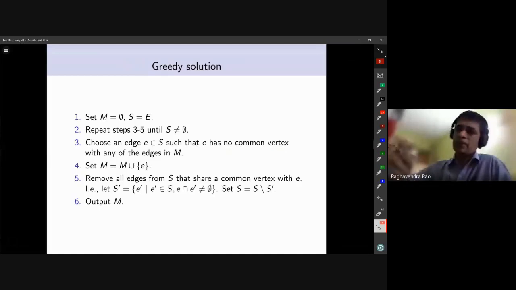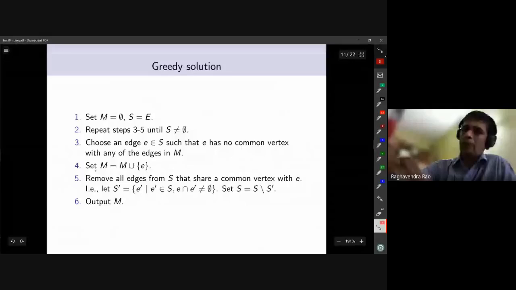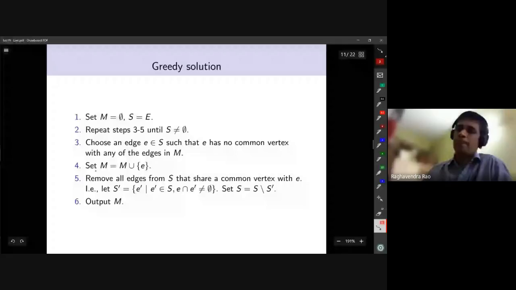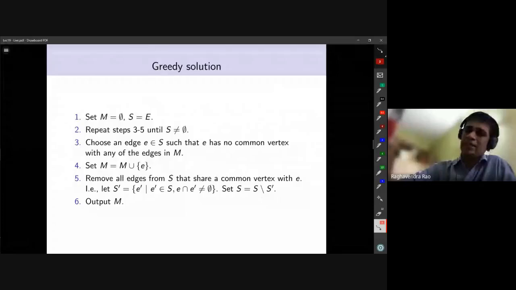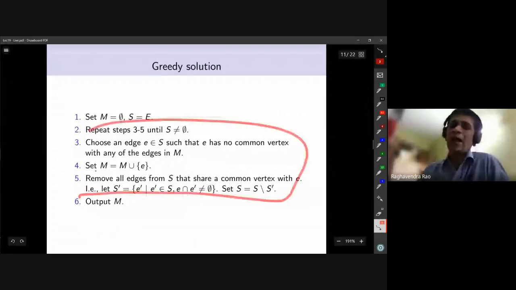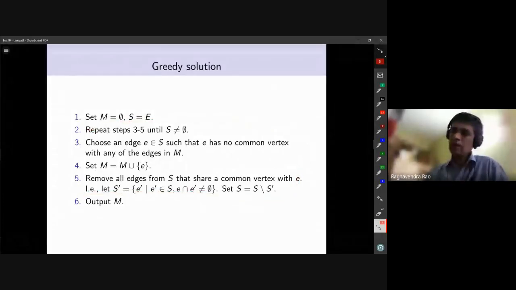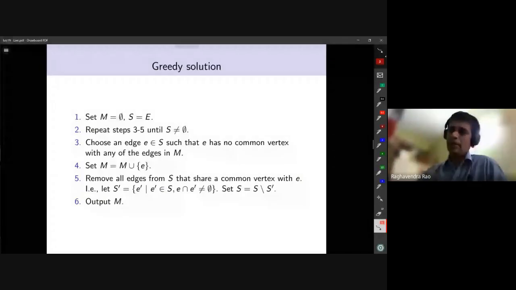You add that edge to the matching, and now you have to process S. You remove all edges that share a vertex with e. That is, S' is the set of all edges that share a common vertex with e, and we set S to S minus S'. At the end, when S is empty, you output M. That means you cannot add any further edges. Is the algorithm clear to everybody? Let's demonstrate.